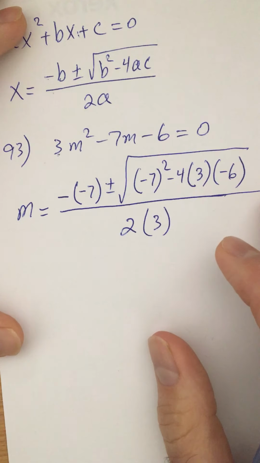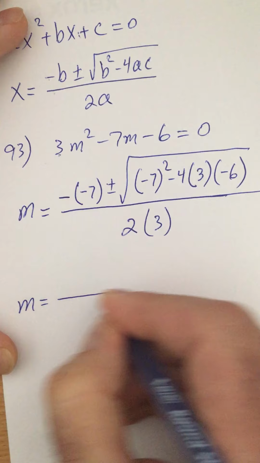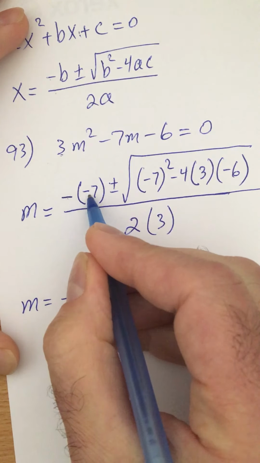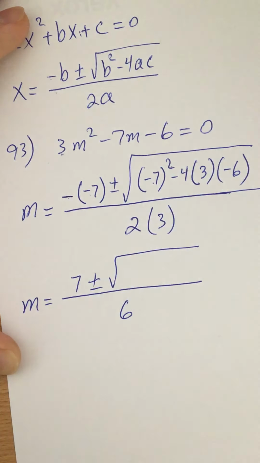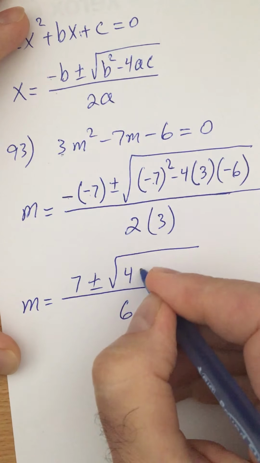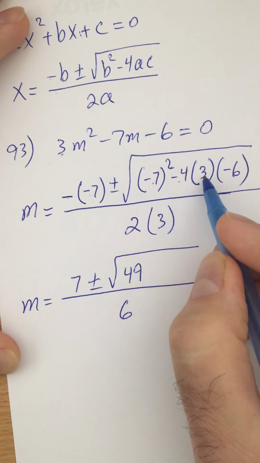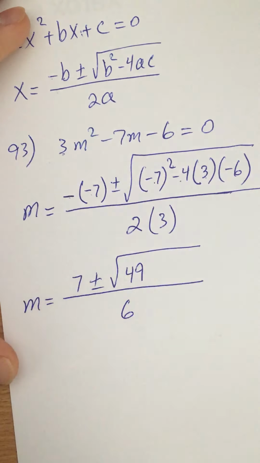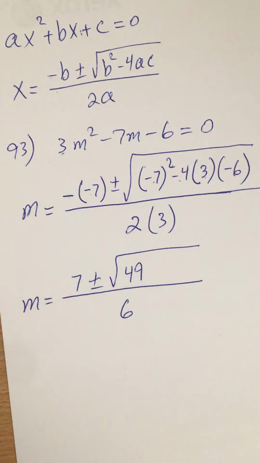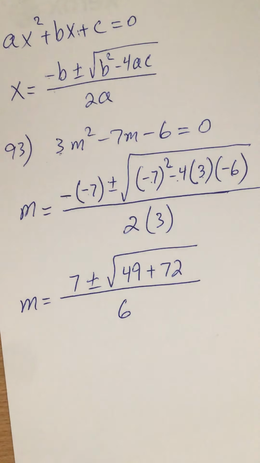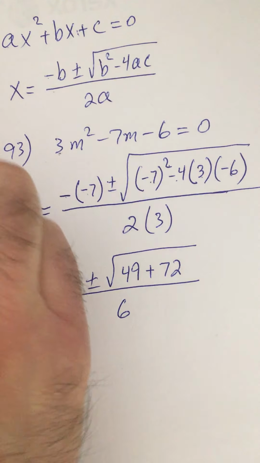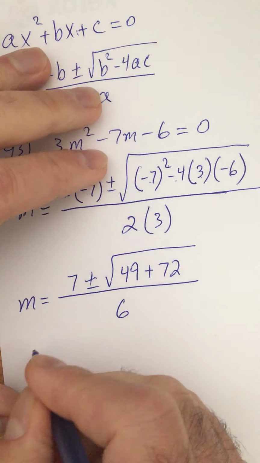Okie dokie. So we have m equals 6. Negative times a negative is a positive. Plus or minus. Negative 7 squared, that's negative 7 times negative 7. That's positive 49. That's negative 4 times 3, that's negative 12. Negative 12 times negative 6 is 72. So positive 72. You add 49 to 72, and that's 121.